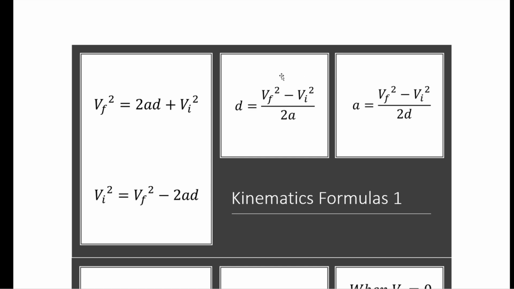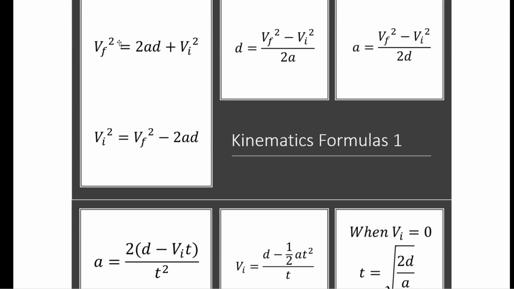Be very careful when you plug these into the calculator. Make sure that denominator is all in parentheses, or you solve the numerator first and then divide by that denominator value. Acceleration is our velocity final squared minus our velocity initial squared divided by 2 times our displacement. Again, here they are, the other one is rearranged to solve for velocity initial. Velocity initial squared is equal to our velocity final squared minus 2 times our acceleration times our displacement.